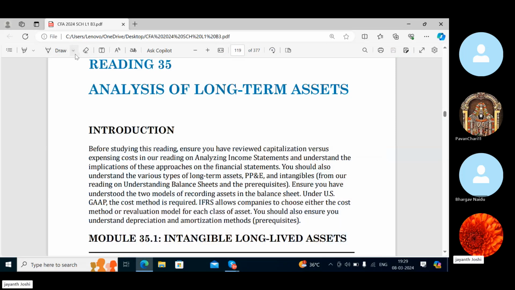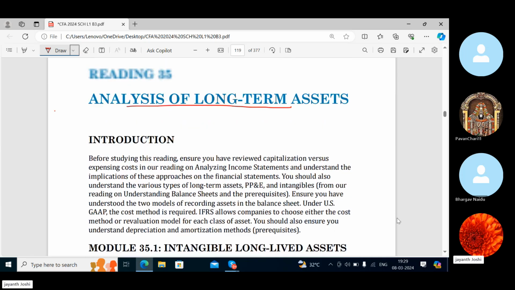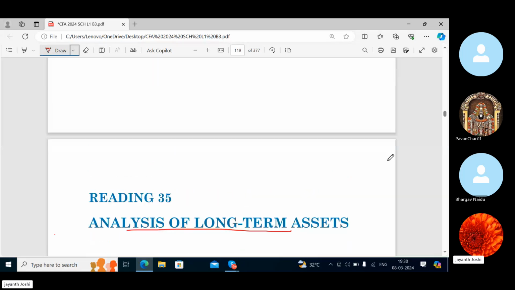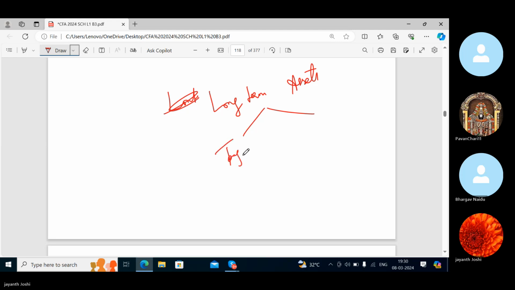So we are discussing analysis of long-term assets. We have already discussed assets when we were doing the chapter on the balance sheet, where we checked all the elements of the balance sheet. If I take long-term assets, I will divide them into two parts: tangible and intangible.